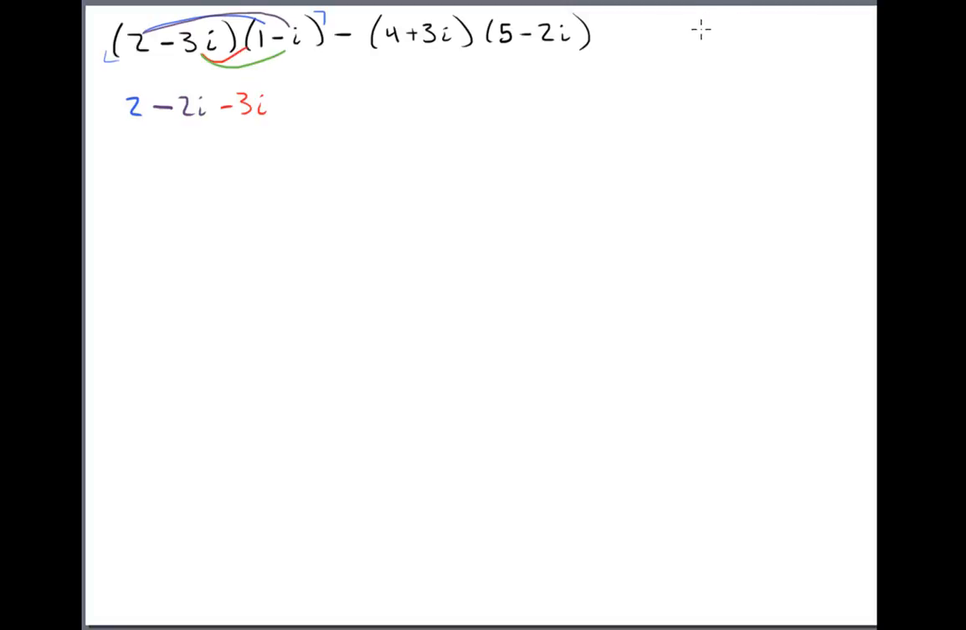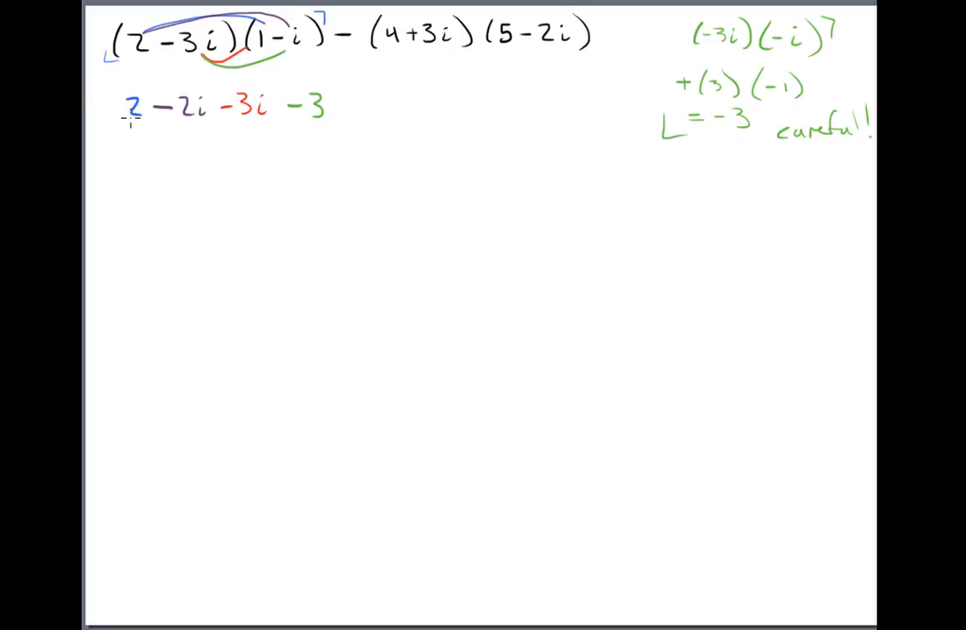I'm going to do scratch work here. Negative 3i times a negative i. So that's going to be positive, and then it's going to be 3, and then it's going to be i squared, so negative 1. So this turns into negative 3. This is always important, and we should always be careful. Work carefully. So minus 3.